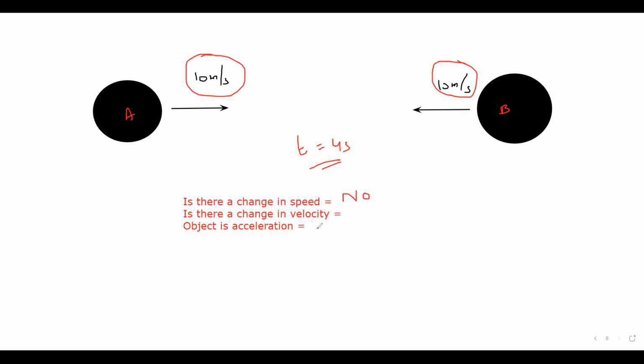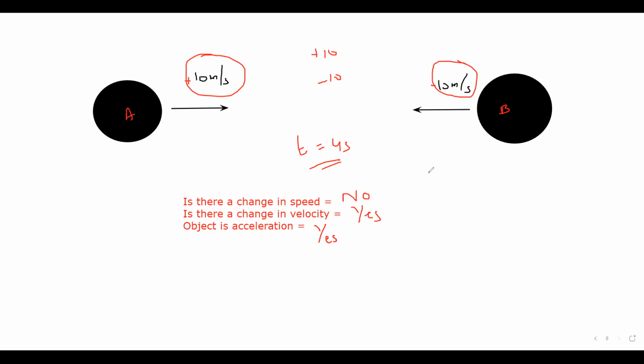But is there a change in velocity? Yes, there is a change in velocity. Why? Because velocity is a vector quantity, it depends on direction. If one direction is positive, the other direction should be negative. So velocity is actually plus 10 and then it becomes minus 10. So velocity changes, yes. And whenever the object's velocity changes, we call the object accelerating. So this object is accelerating.